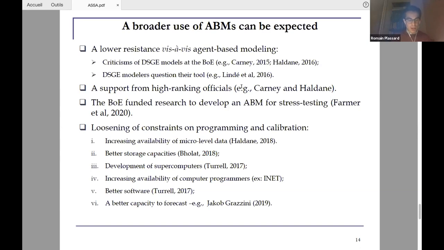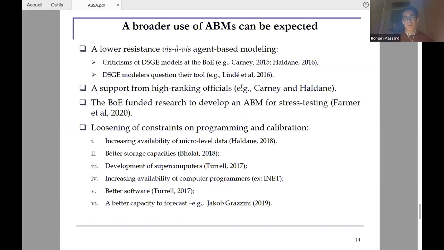Finally, the constraints posed by calibration and computer programming are loosening. It is acknowledged by many actors involved in the development of agent-based models. And basically, six arguments are put forward. First, there is an increasing availability of micro-level data. Second, there are better storage capabilities, and taken together, this will help to calibrate agent-based models. Third, an argument raised notably by Turrell, there is the development of supercomputers.